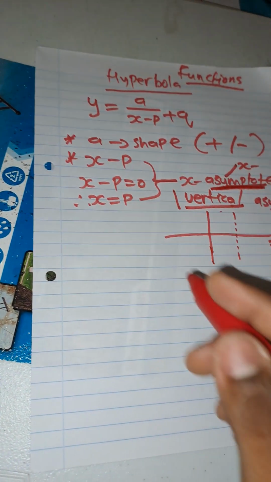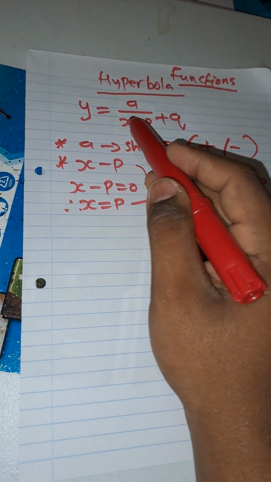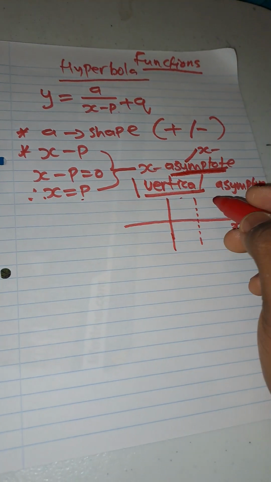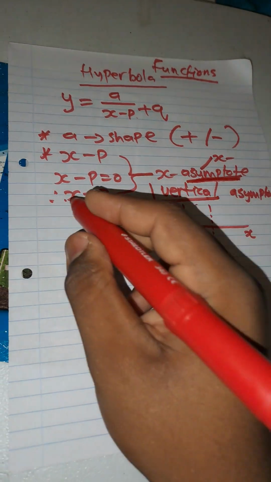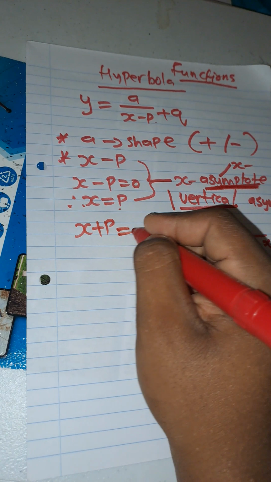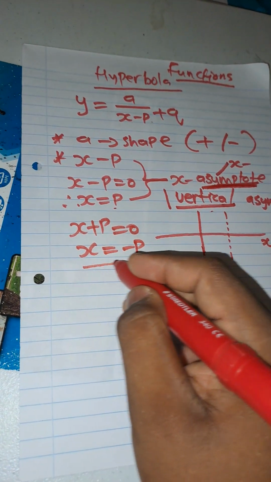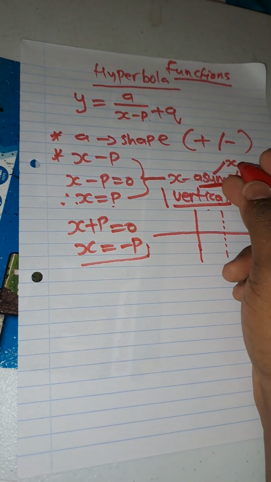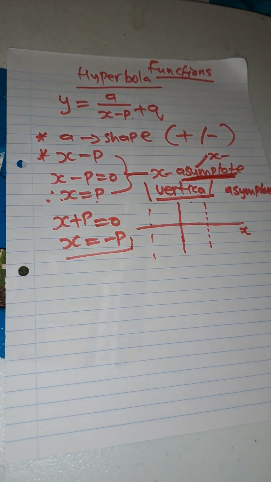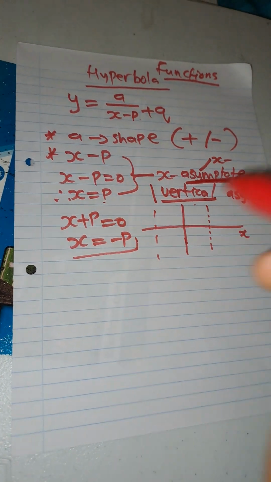Okay, so I want to show you something. Be careful. My graph is positive since it is x minus p, and x is equal to p, so I'll cut on the positive side. But check, what about x plus p? When I solve it, x plus p equals 0, and then x equals minus p. So if it is this one, your vertical asymptote will be on the negative side of the graph, which is the left-hand side. So be careful there.